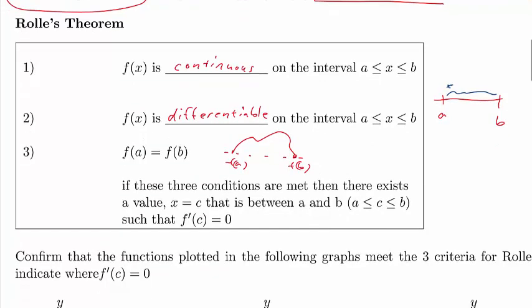So if these three conditions are met, then there exists a value, c, that is somewhere in between. So c is some point in between those two, such that the derivative evaluated at that point will be 0. That is, it will come back down. You can kind of already see from our graph here that our derivative is 0 here, our derivative would be 0 here, and our derivative would be 0 there. So it doesn't have to be just one point, it can be multiple points.